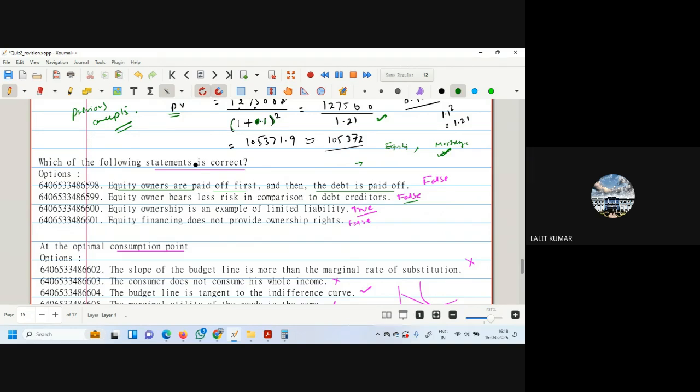Equity ownership is an example of limited liability. This is true because, for example, he has started a business of 1 lakh by just investing 5,000 and taking a loan of 95,000. So he is reducing his liability. Equity financing does not provide ownership rights. This is also false. He has got ownership in percentage.